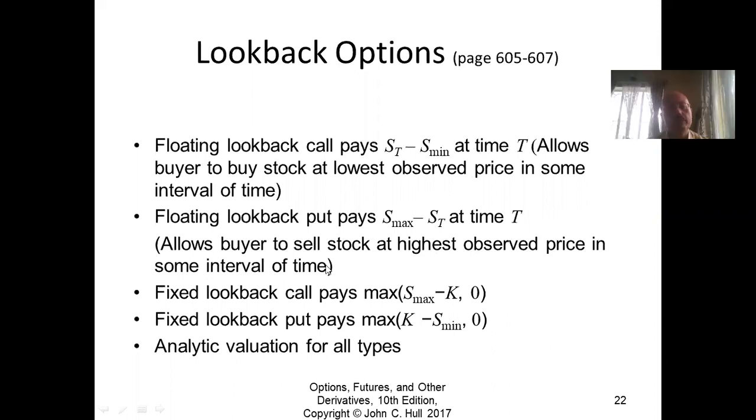So the look back option also has a fixed variation. The floating variation is the more popular one, but there is also a fixed variation where there is a strike price, and at the end of the day what you compare is the maximum stock price with the strike price, or the minimum stock price with the strike price. So there are two variations. One is where you look at the actual stock price at the end, and the other is where you fix a strike price beforehand. But in both cases, your payoff will depend on the maximum or the minimum realized during the lifetime.